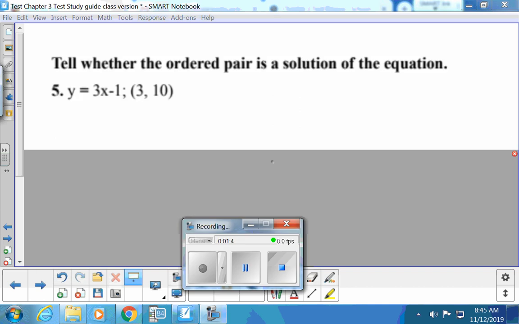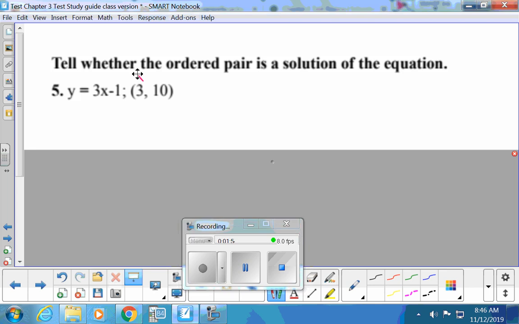Okay, number 5. Let's read the instructions. Too many people try to do math problems without reading the instructions. Tell whether the ordered pair is a solution to the equation. How would we do that? You need a scholar with an idea. Cassian? Perfect. So you're going to put the 3 in for x, the 10 in for y, and you're just going to calculate out if you get a true statement or not.